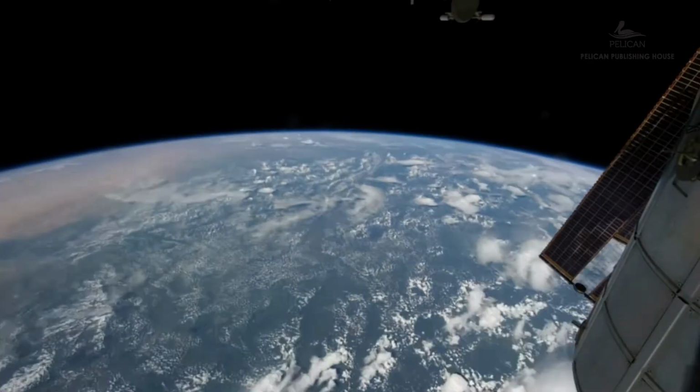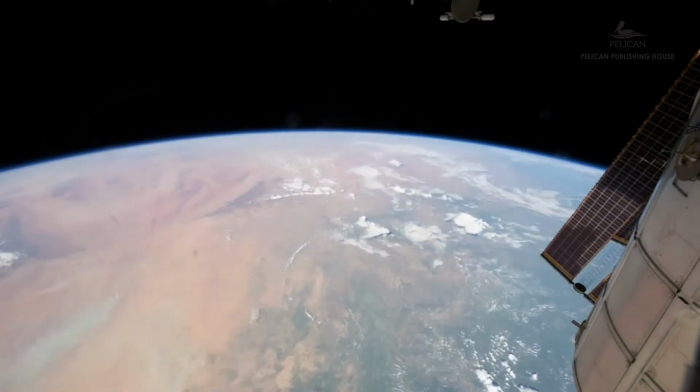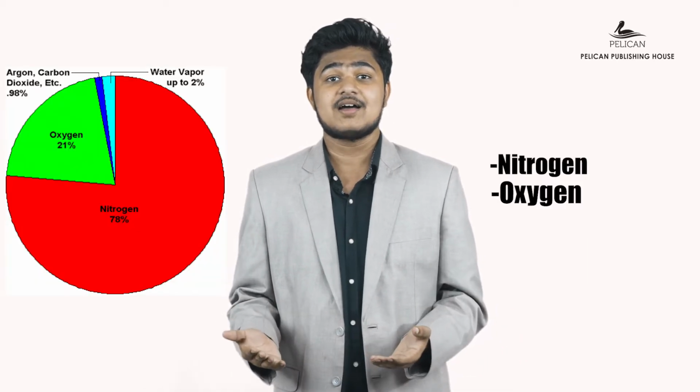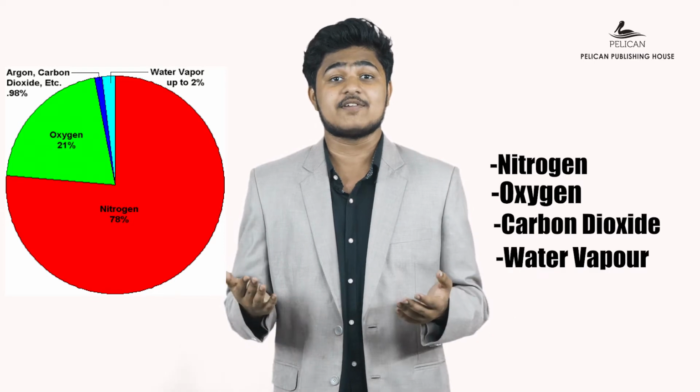Now, we cannot see air, but we can feel it. There is a layer of air surrounding the earth. This layer of air is called the atmosphere. Air contains a number of gases. The main gases are nitrogen, oxygen, carbon dioxide, and water vapor.